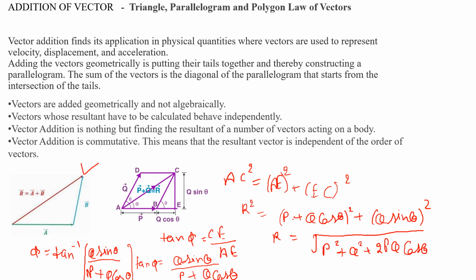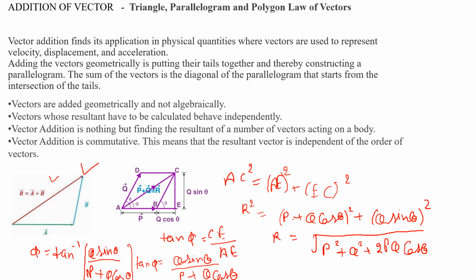That is, a vector plus b vector is equal to r vector. As the figure formed is a triangle, this method is also called the triangle method of addition of vectors. The addition of two vectors may also be understood by the law of parallelograms.